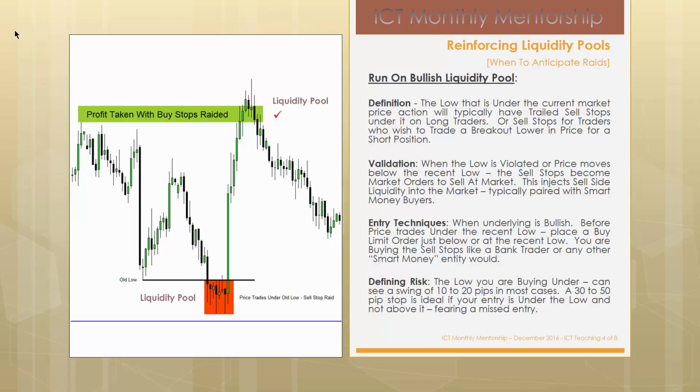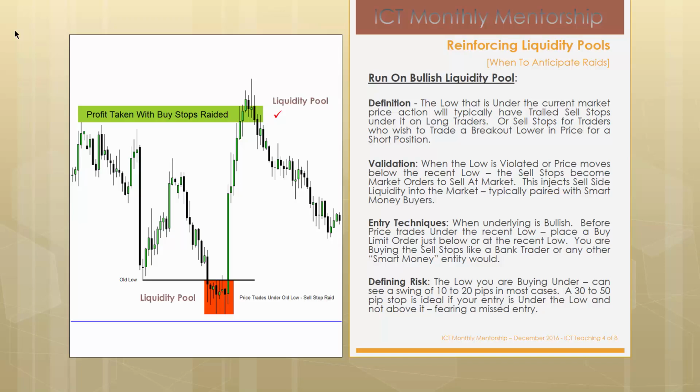But for exercise purposes now, and to observe in past examples in hindsight in your charts, the low that you're trying to buy under, okay, you're going to expect or anticipate on a lower time frame chart, like a 15 or 30-minute chart, you can expect a 10 to 20 pip sweep below the old low.